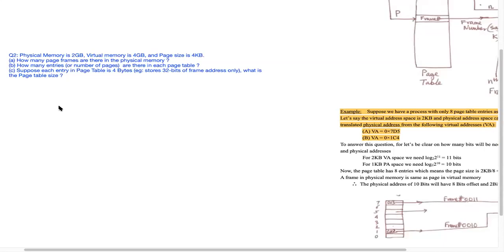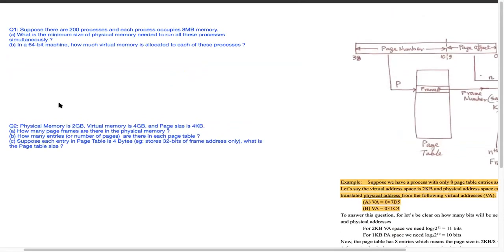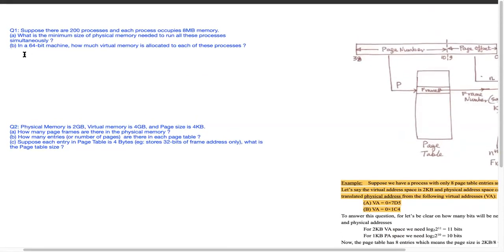Yep, Samir, yep, 64-bit system, 2^64 VM. That's right. That's basically the question we discussed. So for 200 processes, we have 200 virtual memories where each virtual memory is 2^64. That's how we are guaranteeing that you have 16 exabytes, which is 2^64 memory, to each of these 200 processes in question one.